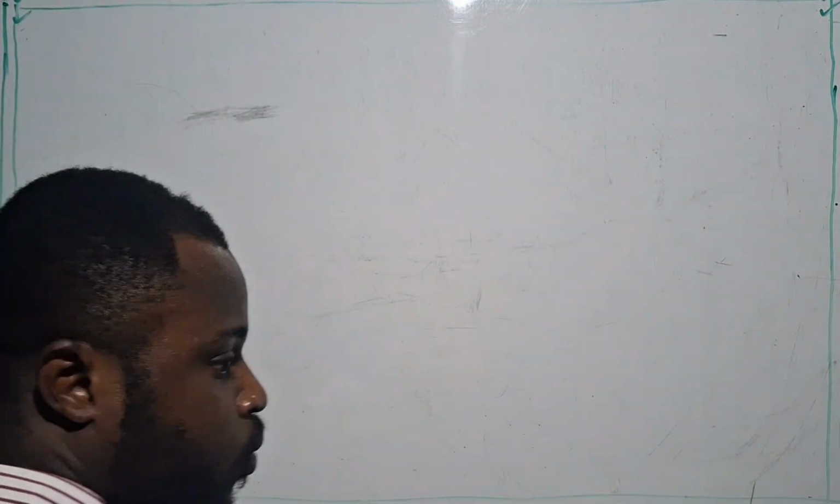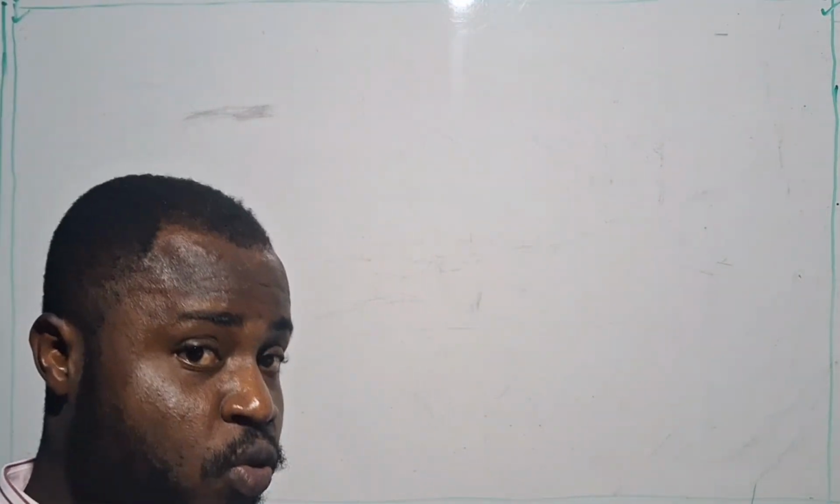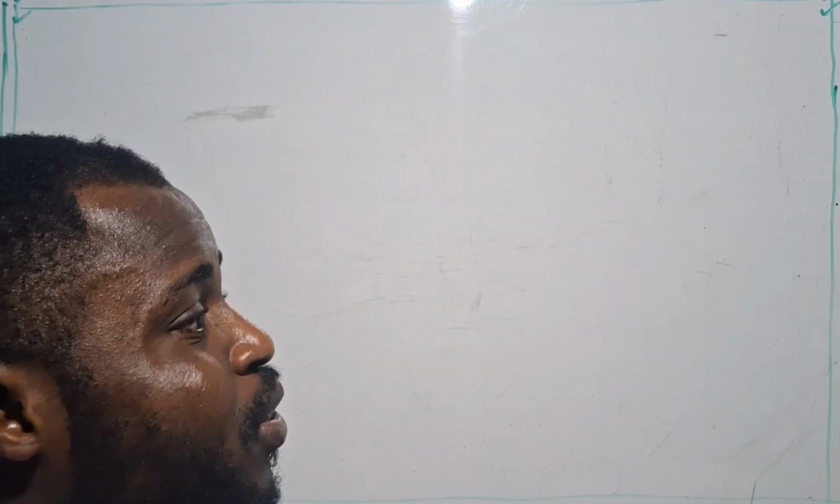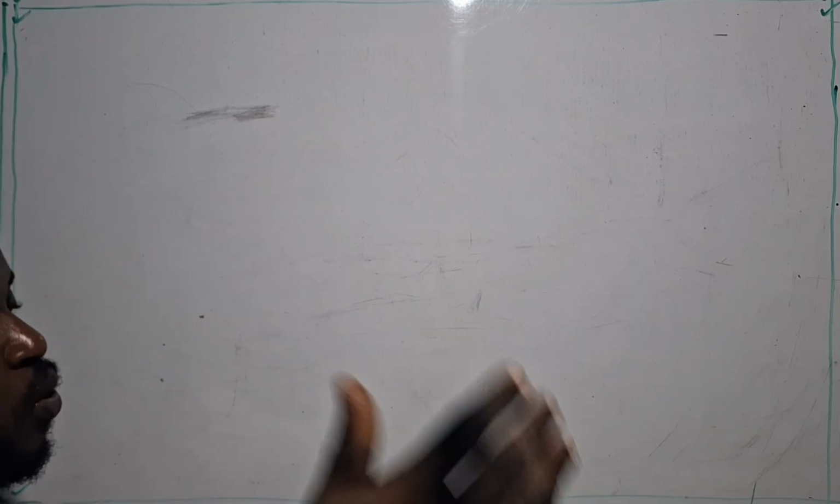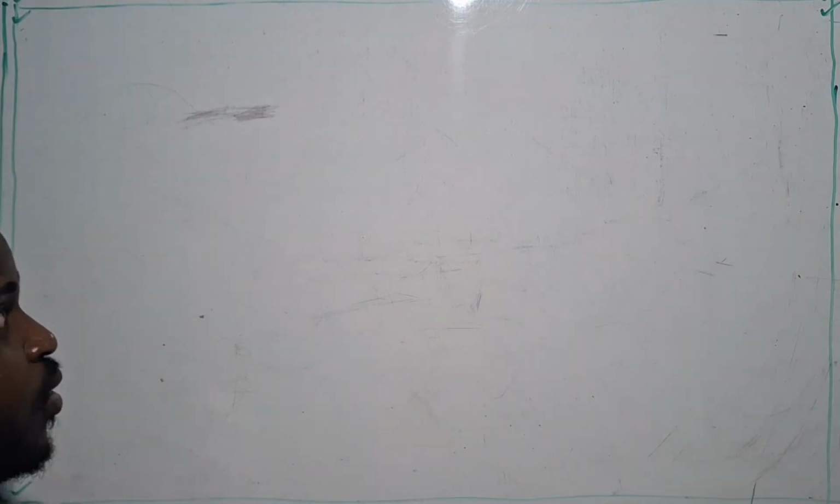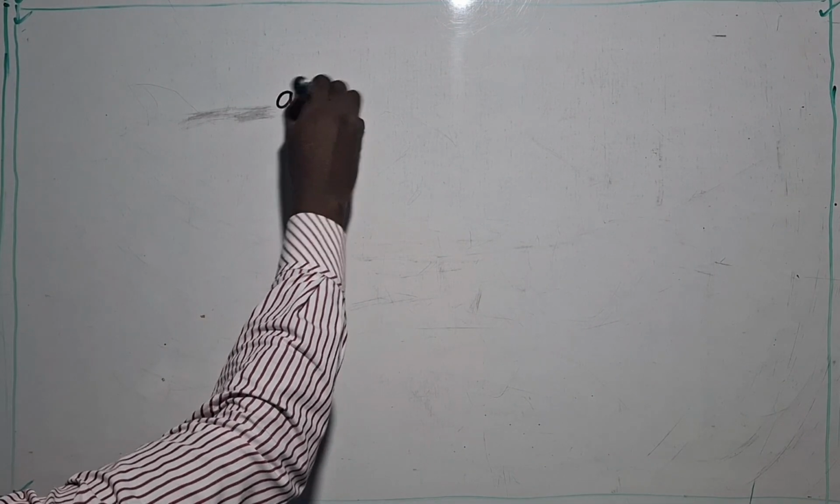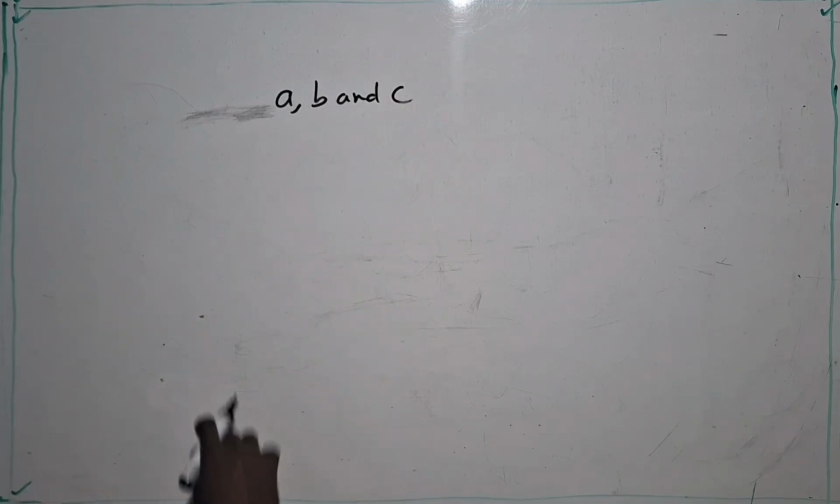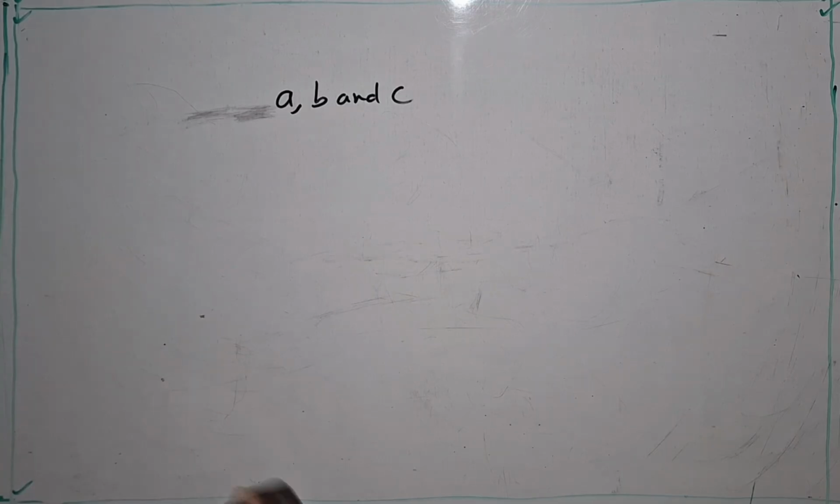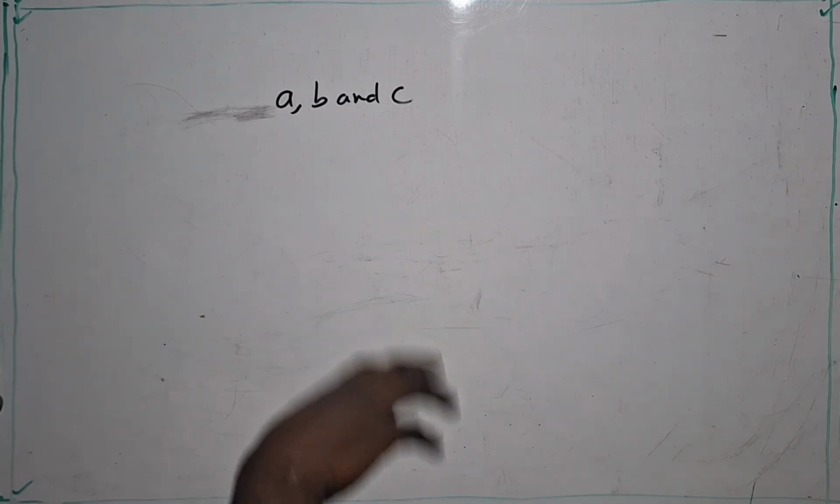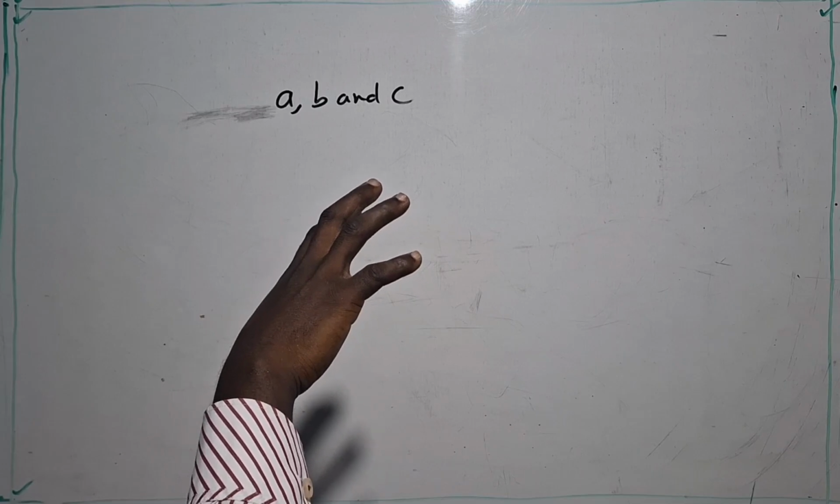So what does the associative property say? The associative property under binary operation means that the grouping of any element does not change the results. So let's say we have three elements, A, B, and C. If I group them, the result shouldn't change. The grouping of these elements does not change the result.